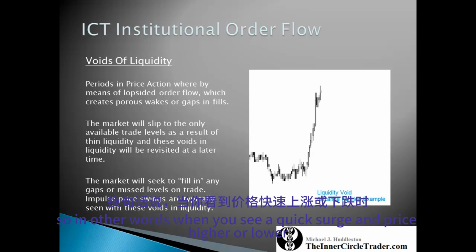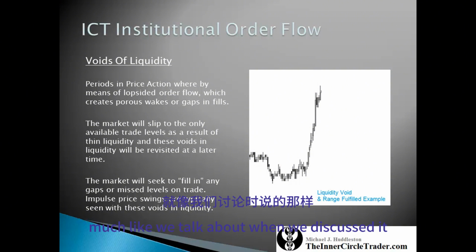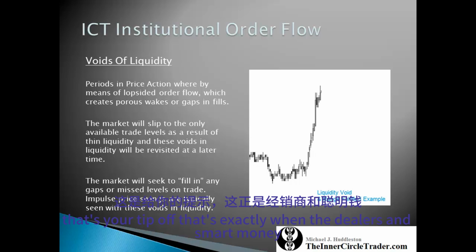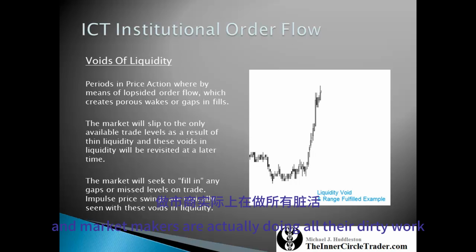So in other words, when you see a quick surge in price higher or lower, generally when it moves out of a consolidation or equilibrium price point, much like we talked about when we discussed the central bank dealers range and the Asian range, when you see these consolidations, that's your tip off. That's exactly when the dealers and smart money and market makers are actually doing all their dirty work.